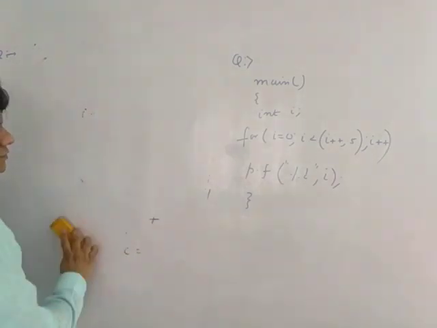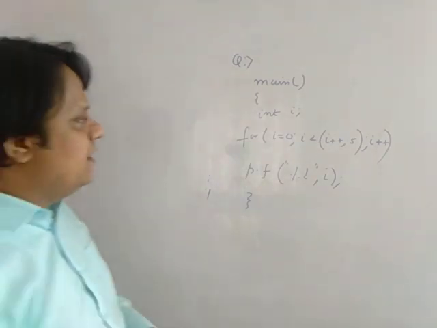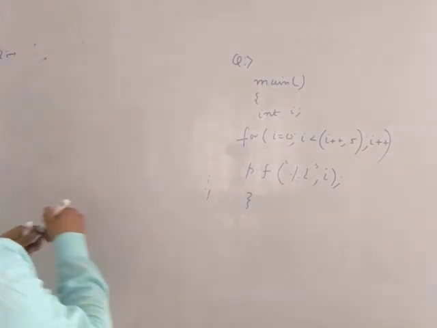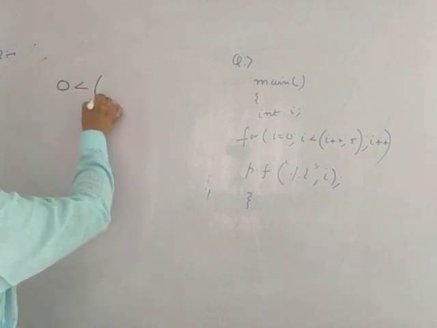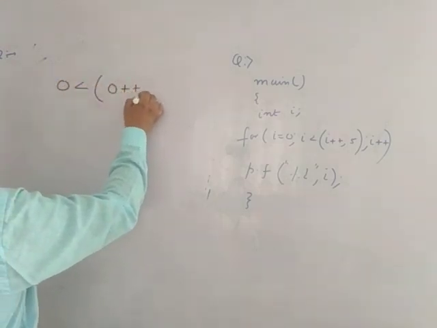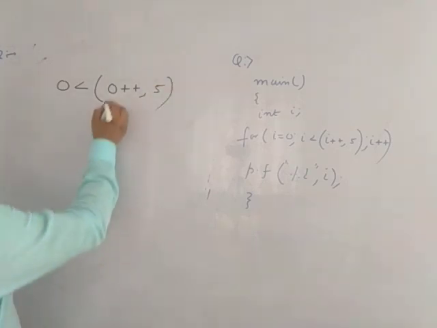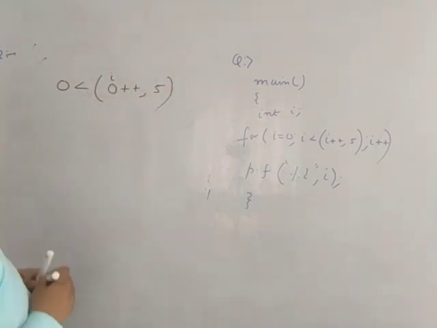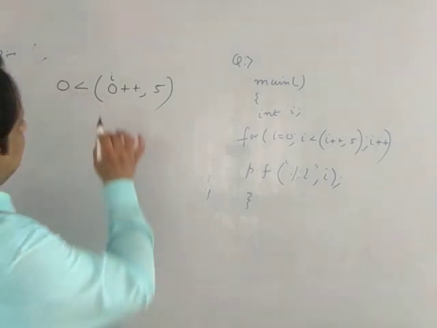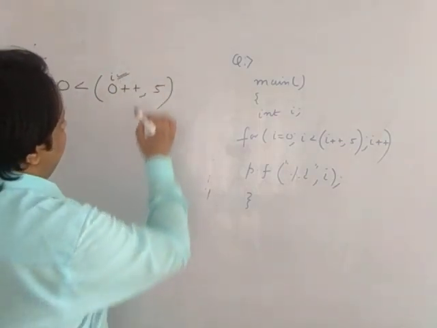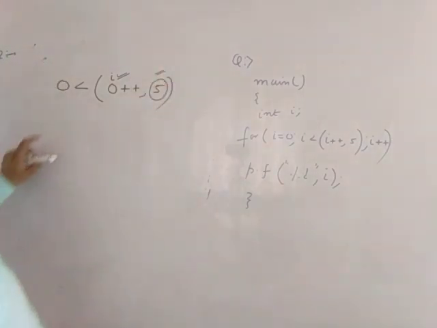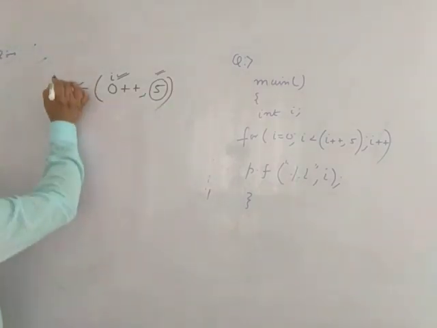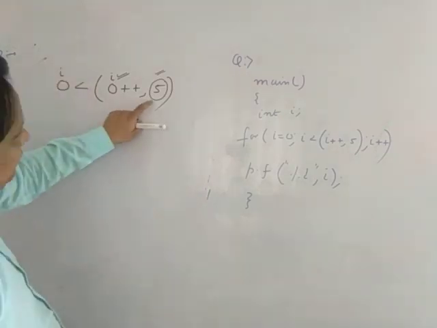So now moving on to this question, which has this concept. Here I am writing i is equal to 0. This line is very important. I am saying 0 less than (0++, 5), and this is your i. So when you write this, you are evaluating this first, and then you are evaluating this second, and then you are finally picking this value. Because the value of i is 0, this is also i, so we will take this value.